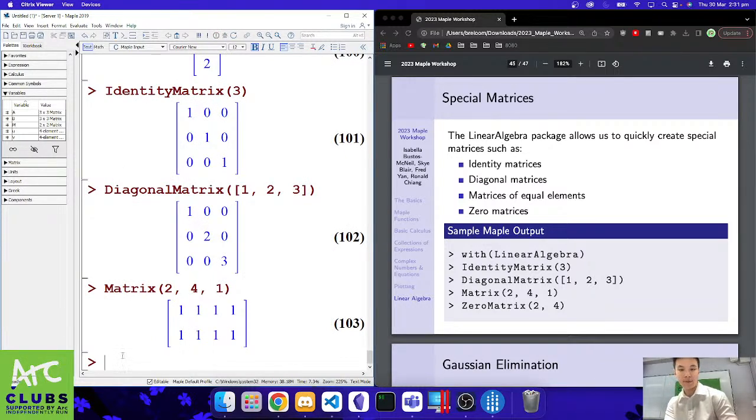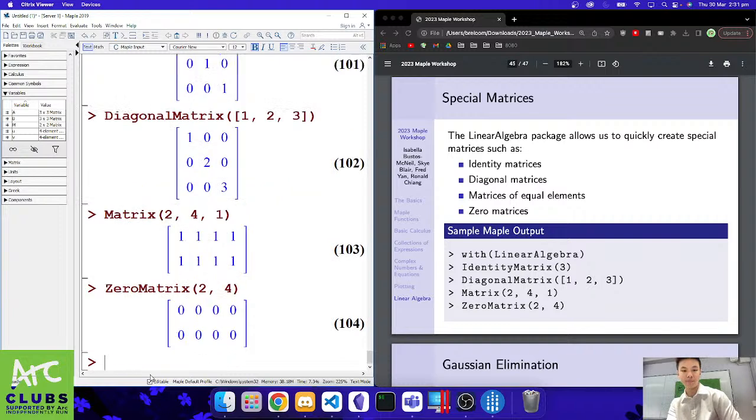And the last thing is creating the zero matrix. Okay. That's again called by the zero matrix command. And if we want a 2 by 4 zero matrix, pass in the parameters and we get a nice zero matrix out. Okay.